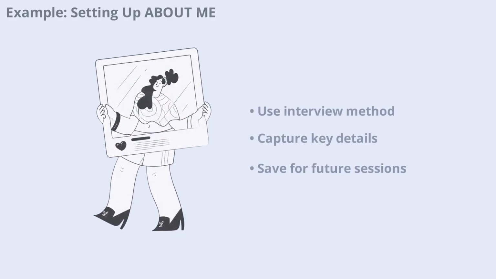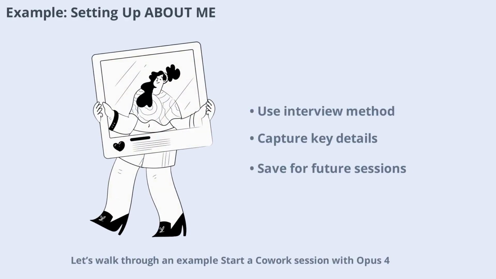Let's walk through an example. Start a Cowork session with Opus 4.6 and ask Claude to interview you for your About Me MD. Answer 15 to 20 targeted questions about your work style, values, and preferences. When finished, Claude will compile your answers into a concise file you can save in the About Me folder. This ensures your context is both accurate and actionable.